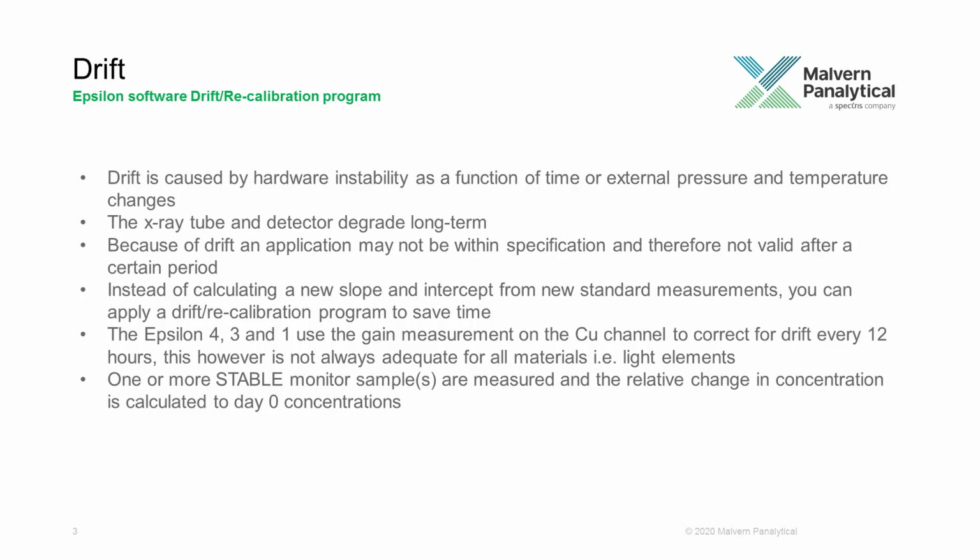time. The Epsilon 4, the Epsilon 3, and the Epsilon 1 use the gain measurement on the copper channel to correct for drift every 12 hours. This, however, is not always adequate for all materials, i.e. light elements. One or more stable monitor samples are measured and the relative change in concentration is calculated to day 0 concentrations. Let's launch the Epsilon 2.1b software and take a look at how the drift/recalibration program is applied.